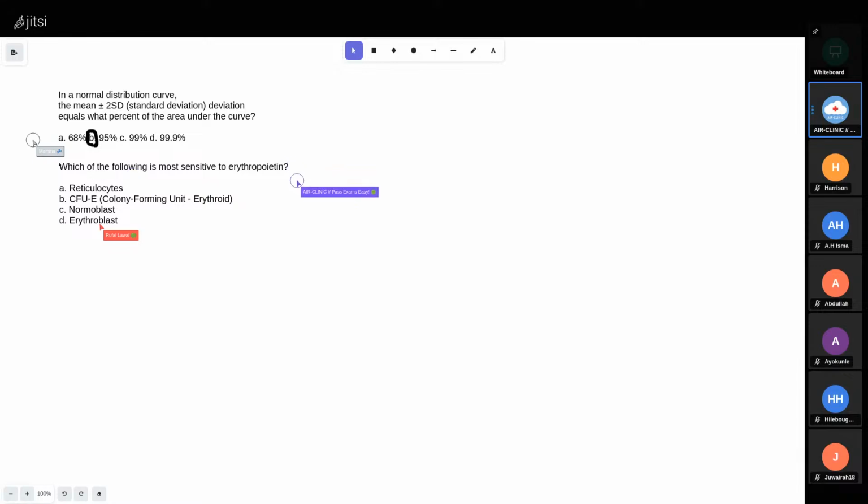And which of the following is the most sensitive to erythropoietin? We have reticulocytes, CFU, normoblast, erythroblast.